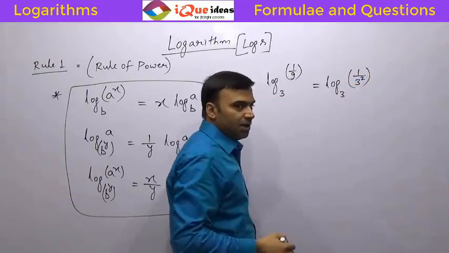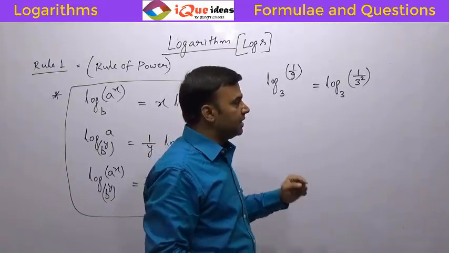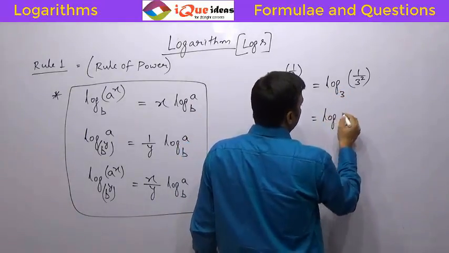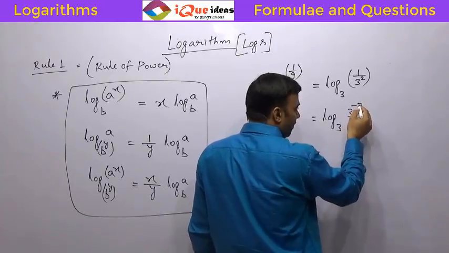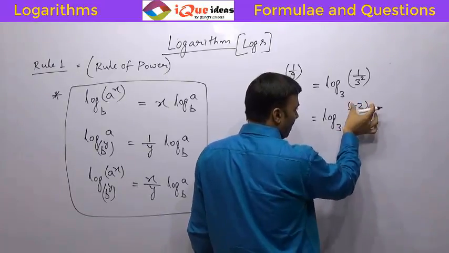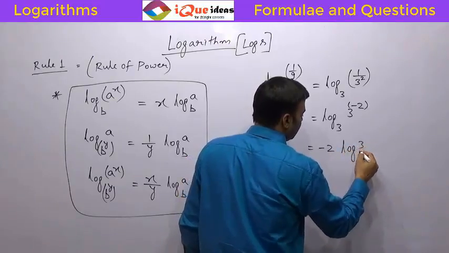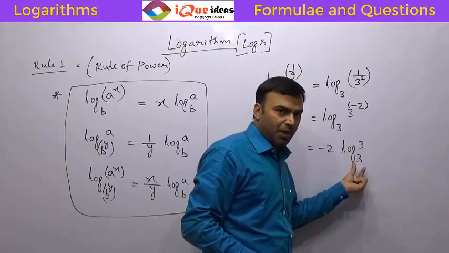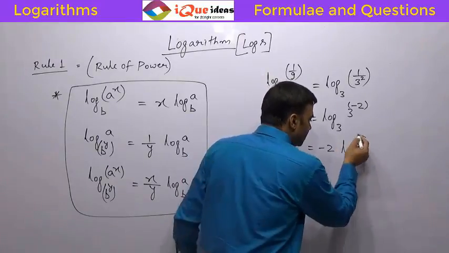Now something in the denominator, when it goes in the numerator, the power becomes negative. So we can say it is log of 3 to the power minus 2 to the base 3. Now whatever is the power here, minus 2, will come outside. So it is minus 2 log of 3 to the base 3. Now 3 is what power of 3? Any number to itself is power 1. So log 3 to the base 3 is 1.